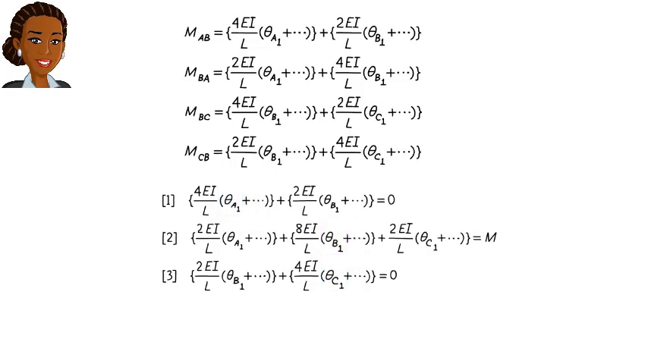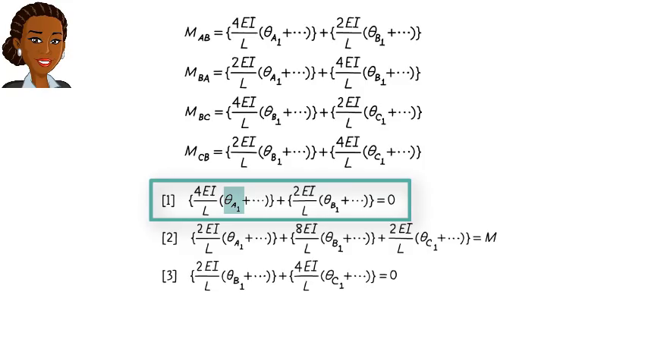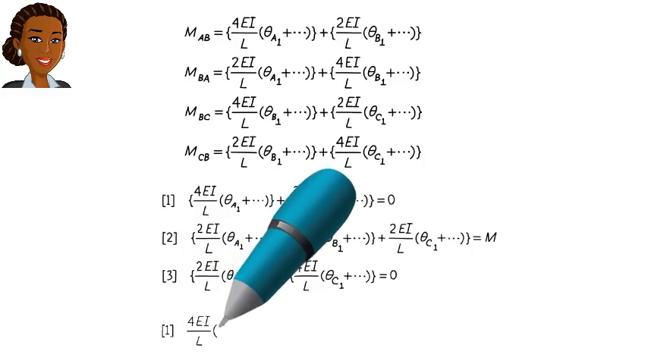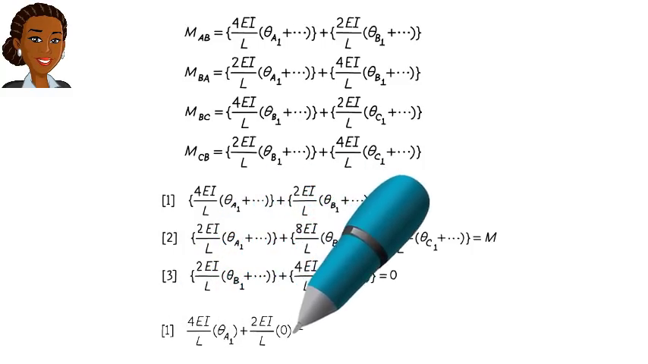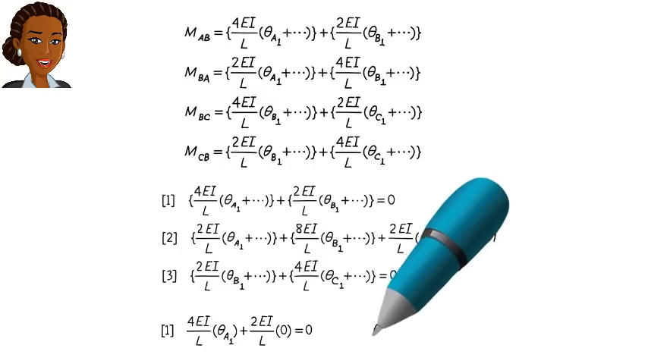So in step 1, we are going to use equation 1 to find theta A1. But since we do not yet have a value for theta B1, we assume it and the remaining terms in the series to be 0, so we can write the equation as follows. Solving for theta A1, we get 0.